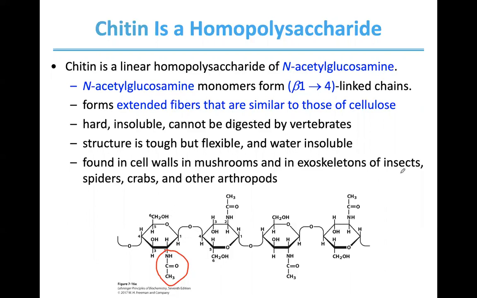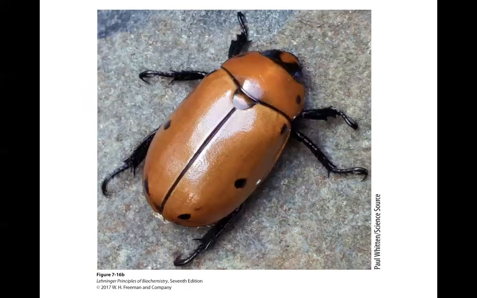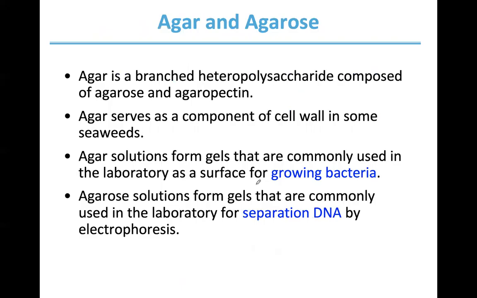All right, so chitin is found in the exoskeletons of insects, spiders, crabs, arthropods, crustaceans, and other creatures. That's a beetle that has a very strong chitin shell. So agar is a very funny one because it's a pretty complex structure. It occurs in seaweeds, and as you know, agar is used in the laboratory, for example, for electrophoresis, right?